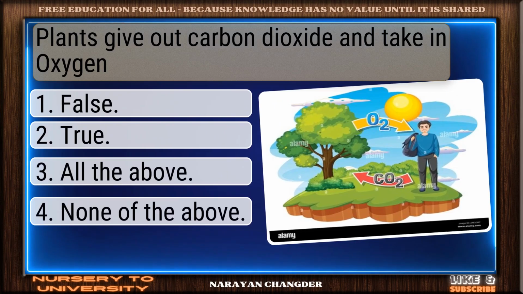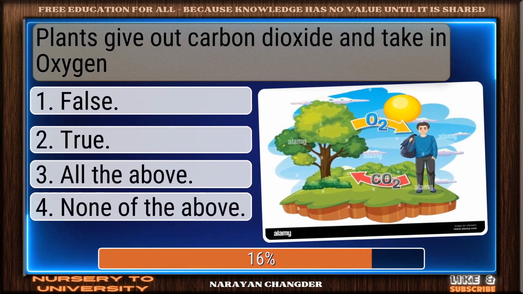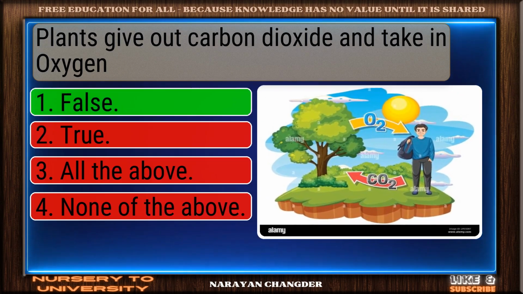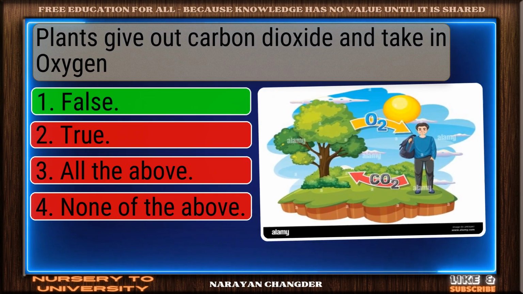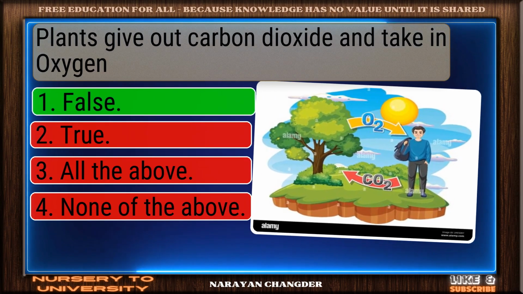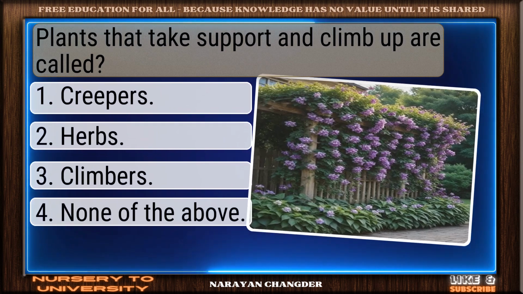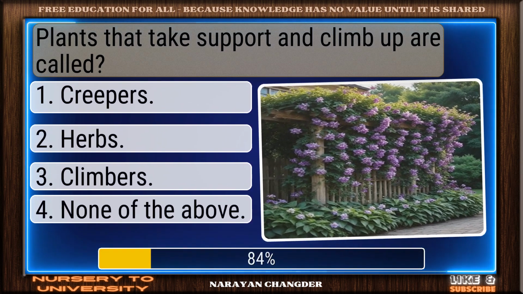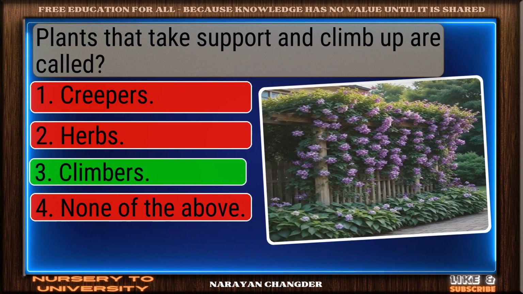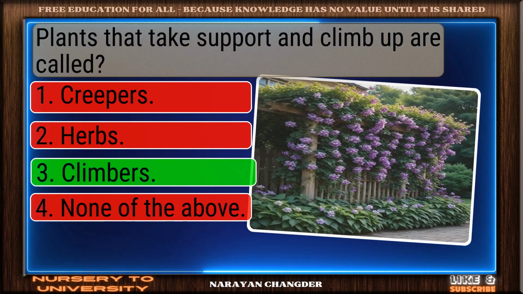Plants give out carbon dioxide and take in oxygen. Clear logic. Your choice false is sound and 100% true. Plants that take support and climb up are called. Smart move. Climbers is an accurate answer.